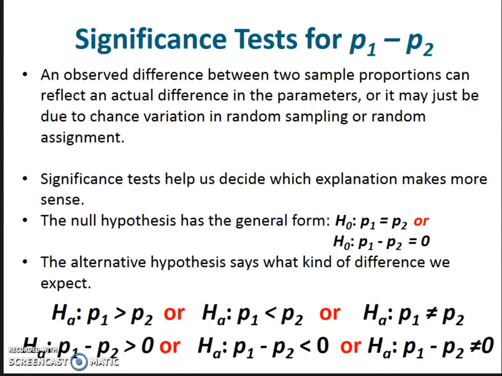When you're writing your null hypothesis, it's going to have this general form. We are saying that the two proportions are equal, meaning that the difference between the two will equal 0. Okay, so if you're thinking about a number, it's 0.